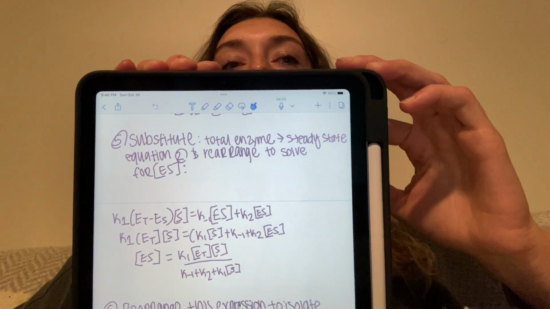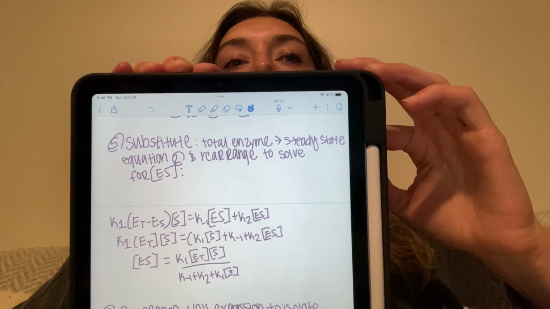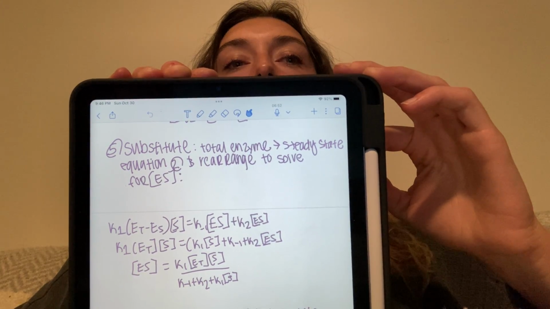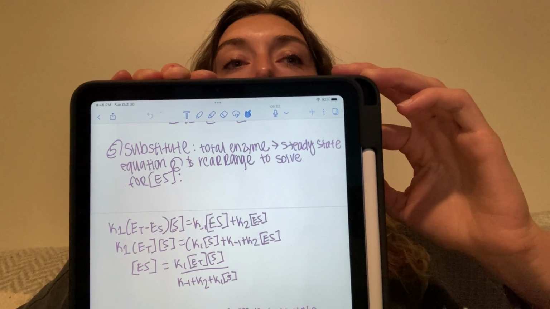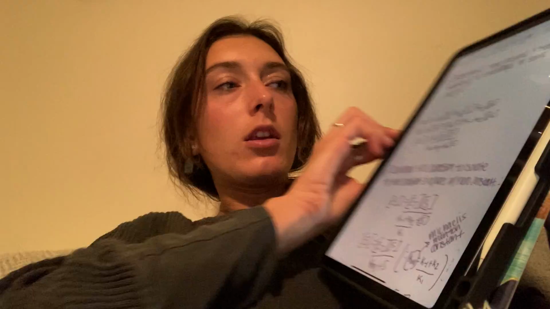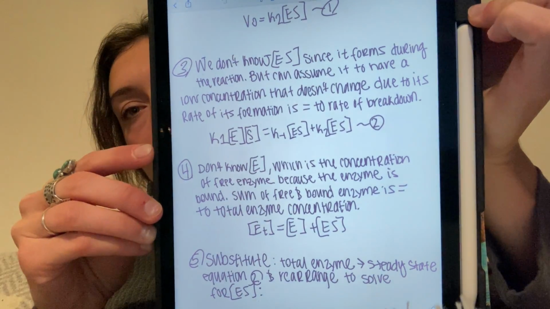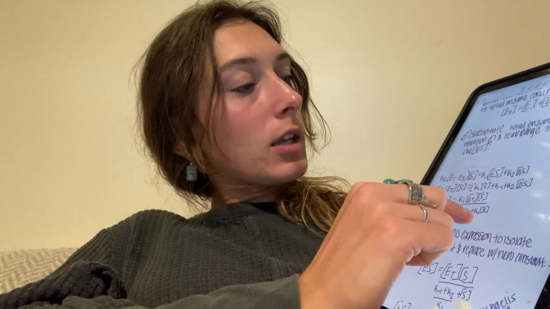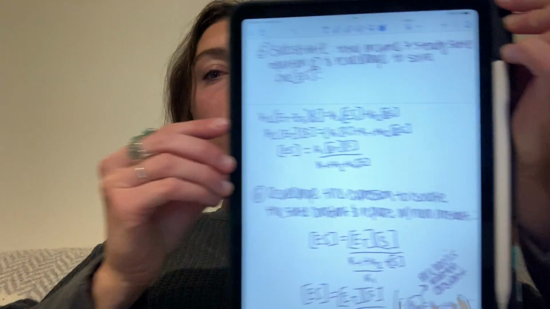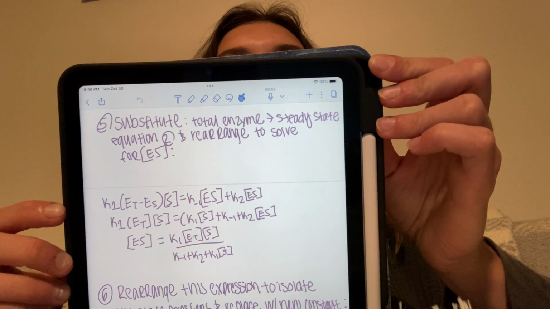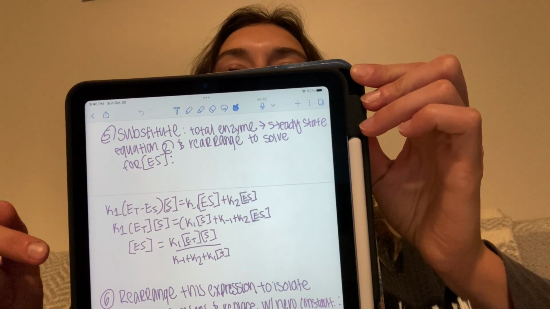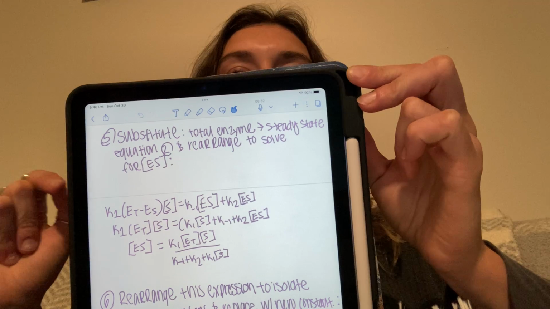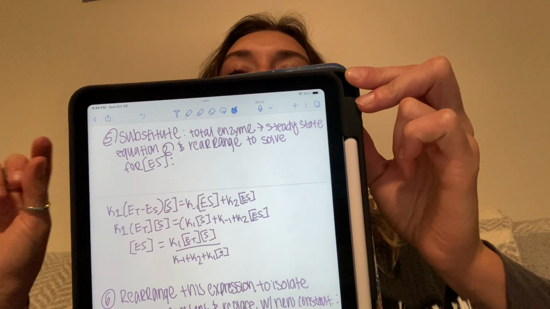Now we're going to substitute the total enzyme into the steady state equation 2, which we saw in step 3. Back to step 5. So we're going to use equation 2, and we're going to rearrange and solve for ES.